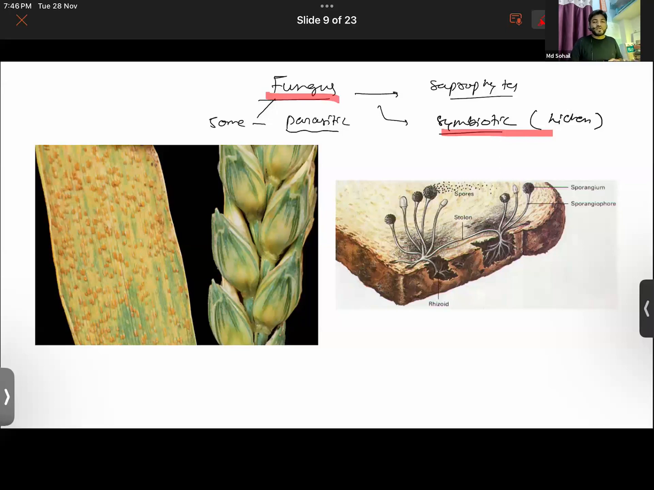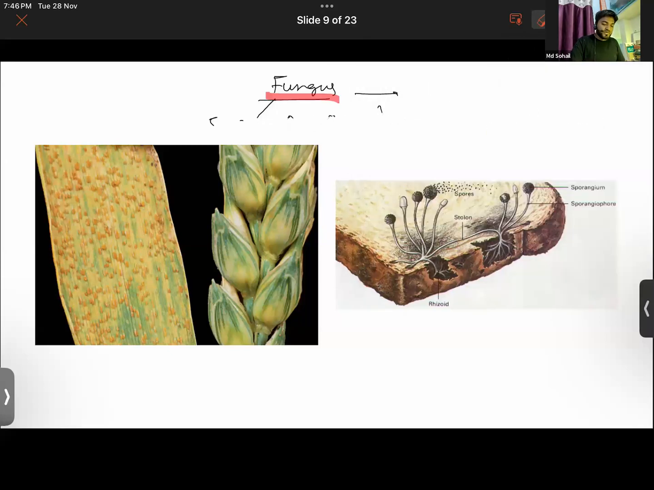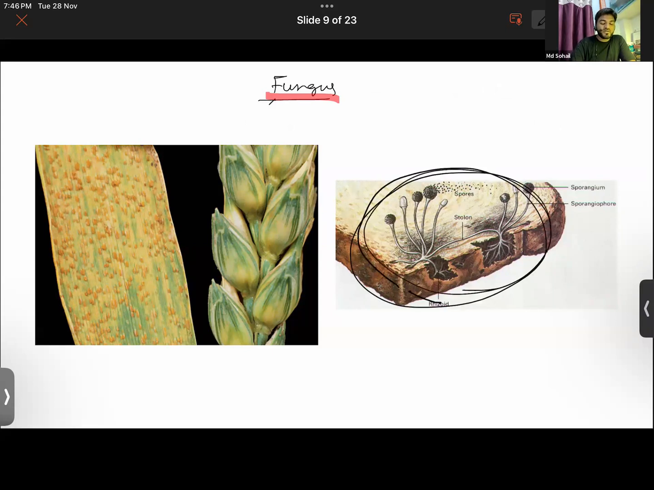Lichens are an example of a symbiotic relationship, where the fungi are living in association with the algae, and thereby they are mutually benefiting each other. Okay, let's stick to this example first, otherwise you won't be able to mug up all the concepts together. We have all seen breads being spoiled by fungi, right? So the bread mold that you see is actually a kind of fungus that grows there.